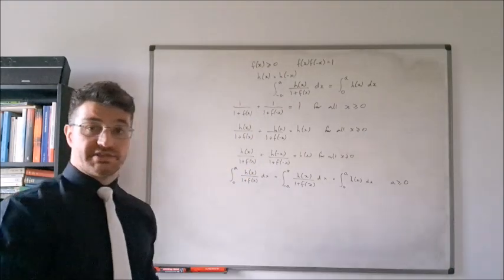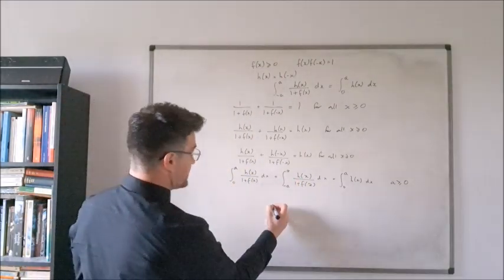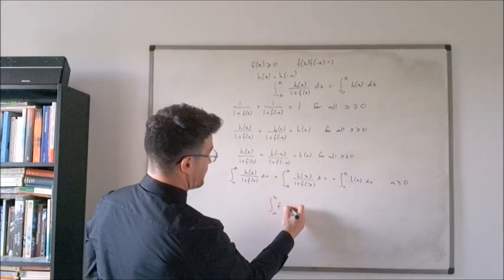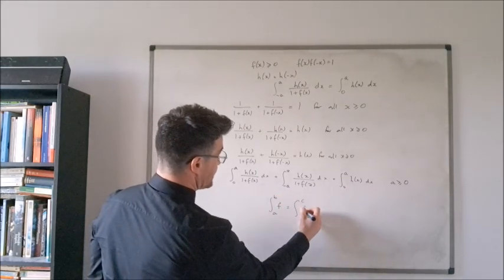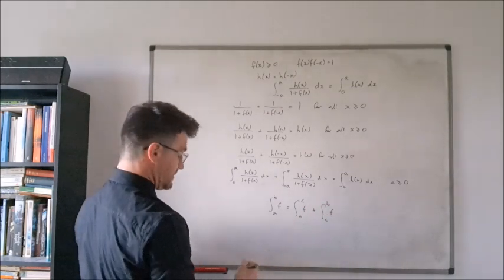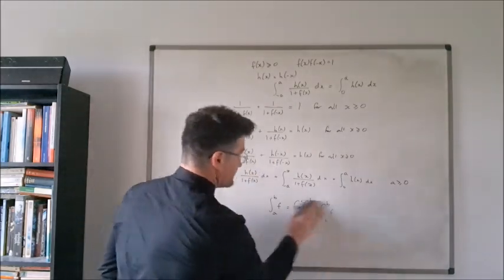And using the properties of integrals, I can combine these two. Another property of integrals is that the integral from a to b of f is equal to the integral from a to c of f plus the integral from c to b of f. Okay, so I'm wanting to go in that direction.